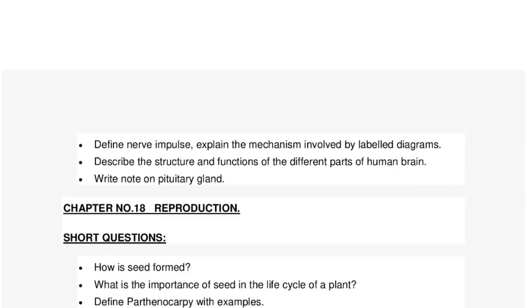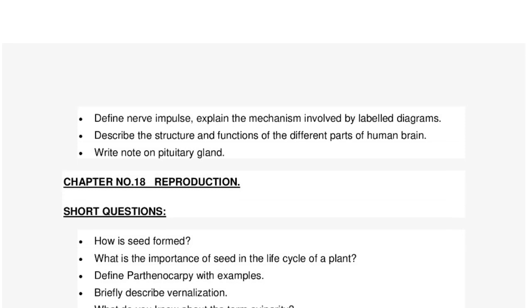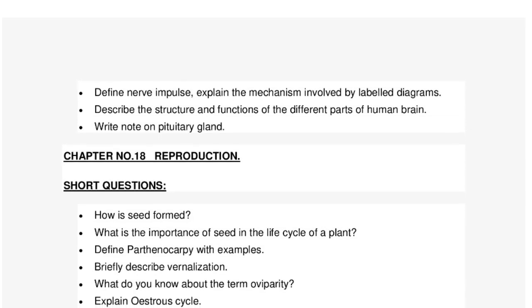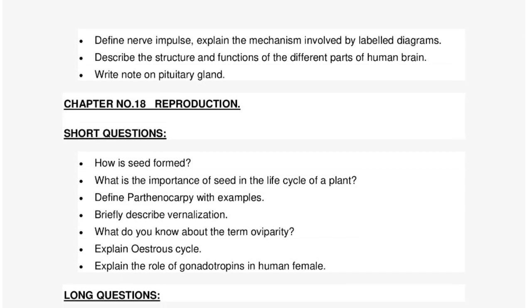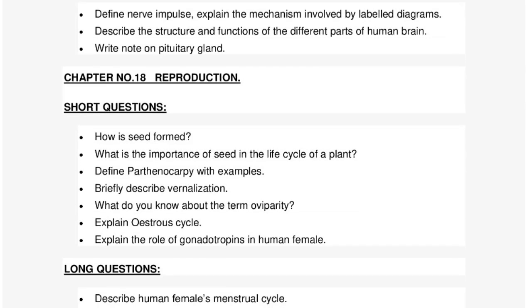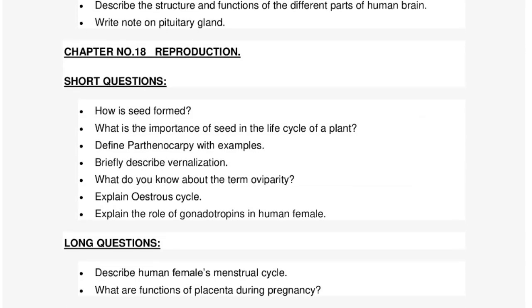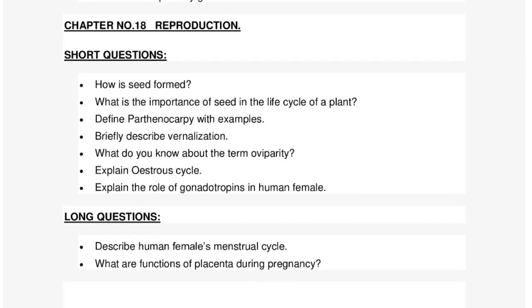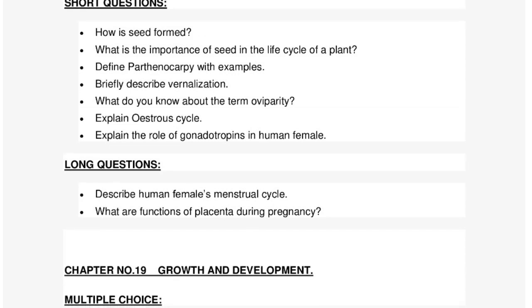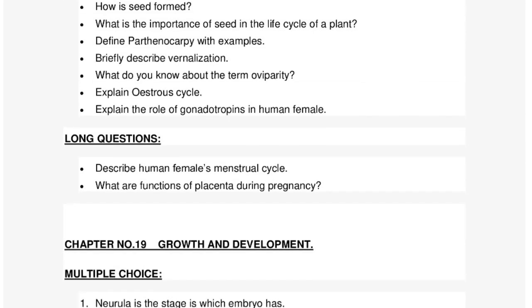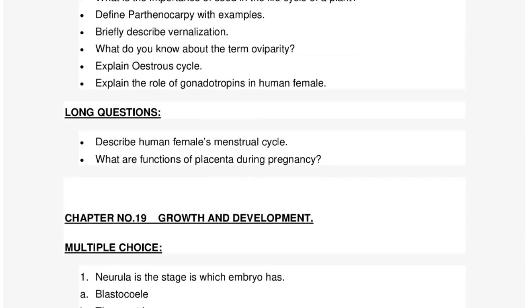Chapter No. 18 Reproduction. Short questions. How is seed formed? What is the importance of seed in the life cycle of a plant? Define parthenocarpy with examples. Briefly describe vernalization. What do you know about the term oviparity? Explain estrus cycle. Explain the role of gonadotropins in human female.